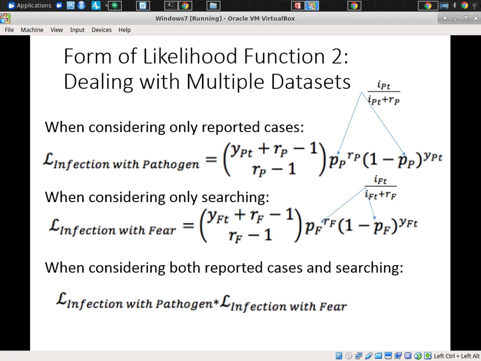There were a certain number of people who could have presented for care, and each person had a certain probability of presenting for care. That was the idea, right? And so we had a likelihood of infection with pathogen, a likelihood of infection with fear, and this is just the form of the negative binomial.